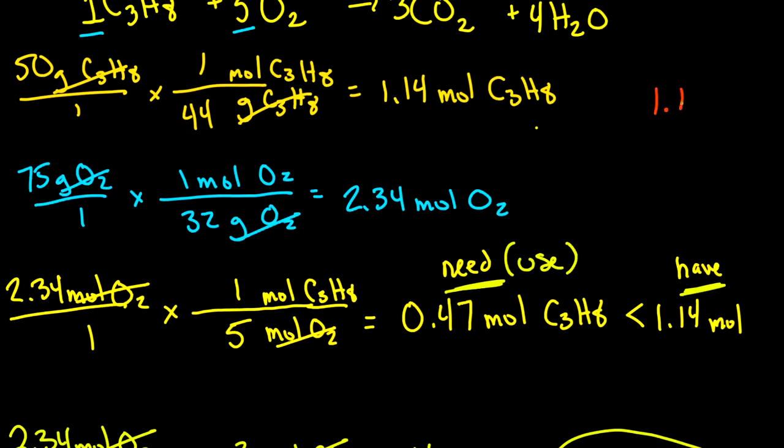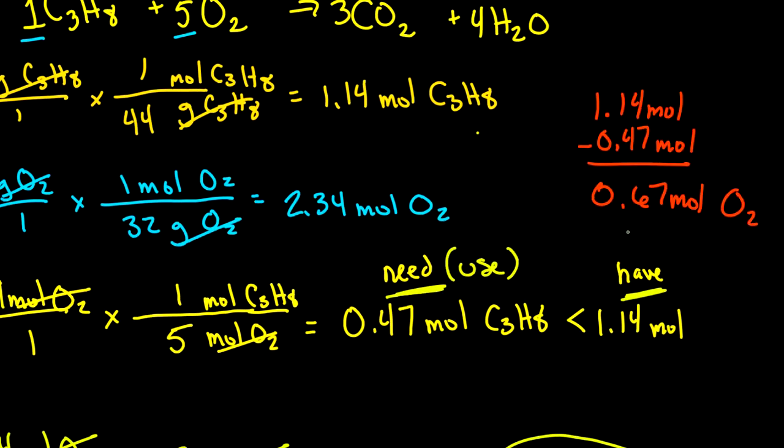So let's try to do that real quick. If I have 1.14 moles and I'm going to use 0.47 moles, how much will be left over? All you got to do is subtract right there. So 1.14 minus 0.47 leaves us with 0.67 moles of propane left over. So there is our second answer.